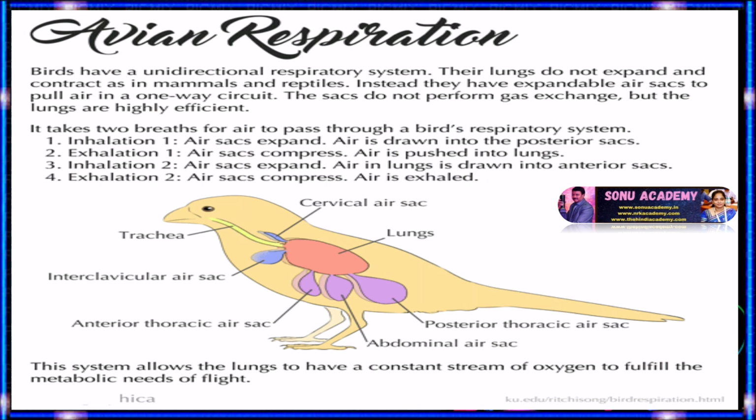Inhalation 1. Air sacs expand, air is drawn into the posterior sacs. Exhalation 1. Air sacs compress, air is pushed into lungs. Inhalation 2. The air sacs expand, air in lungs is drawn into anterior sacs. Exhalation 2. Air sacs compress, air is exhaled. This system allows the lungs to have a constant stream of oxygen to fulfill the metabolic needs of flight.